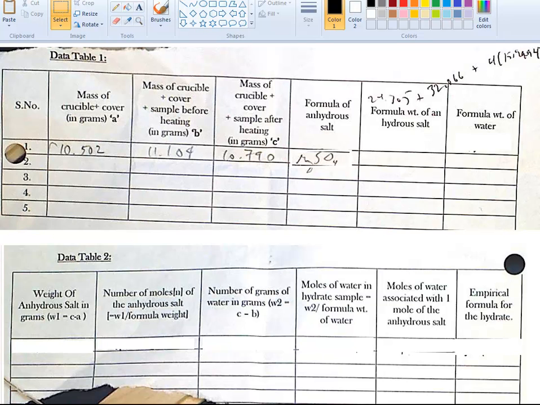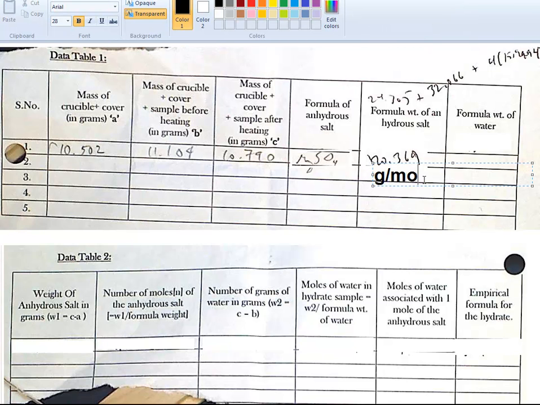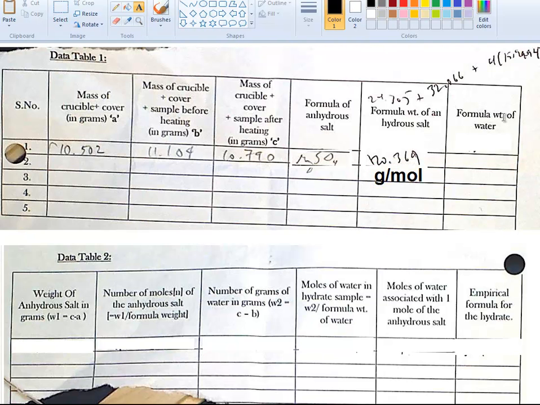Sorry about the handwriting there. That number comes out to something like 120.369 grams per mole. That's grams per mole there. And then formula weight of water. You know water is H2O, and the formula weight there is just 2 H's and 1 O on the periodic table. So that comes out to about 18.015. That's also grams per mole there. So that's how to do table 1.